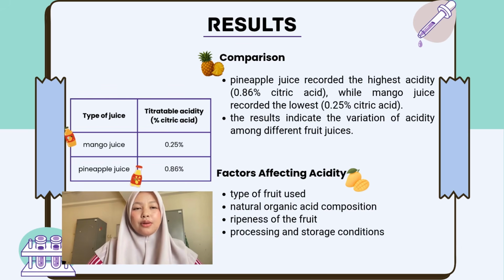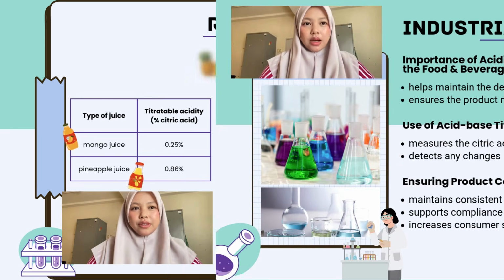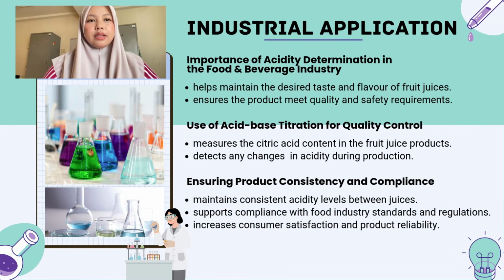Several factors can also affect the acidity of fruit juice. This includes the type of fruit used, the natural organic acid composition, the ripeness of the fruit, and also processing and storage conditions. Overall, the experiment shows that acid-base titration is an effective method for determining and comparing the acidity levels of different fruit juices. Next, I will explain the industrial application of this experiment.